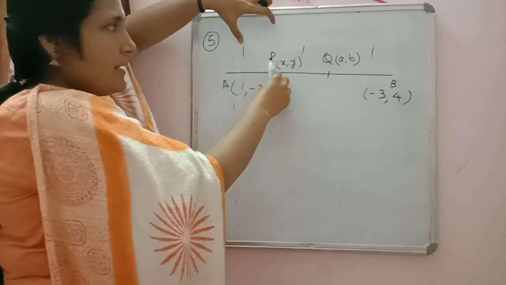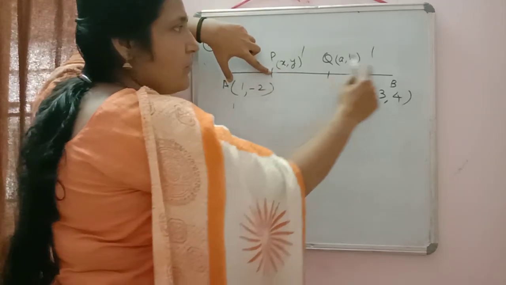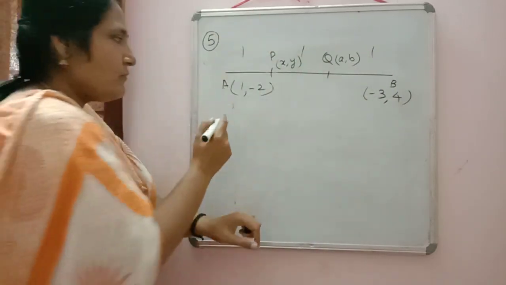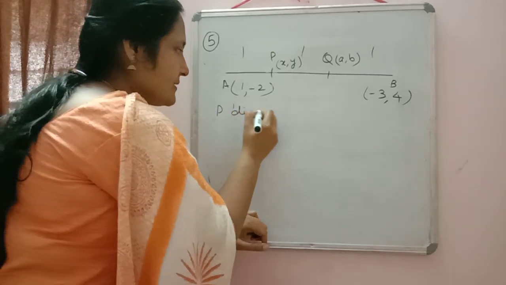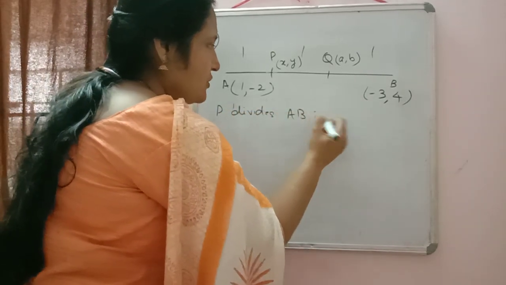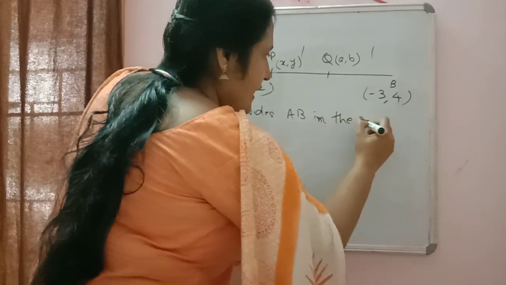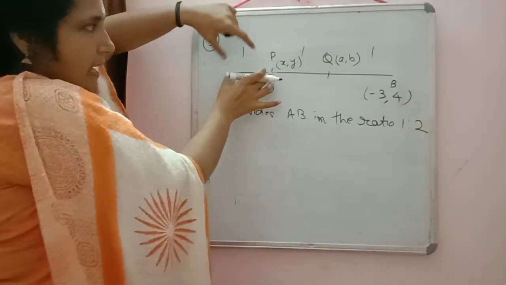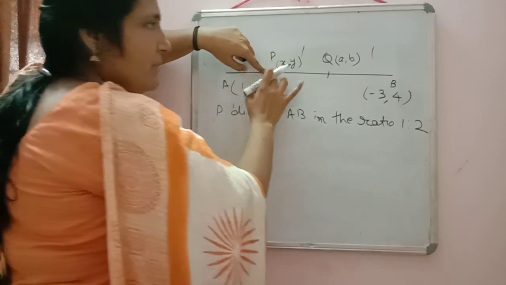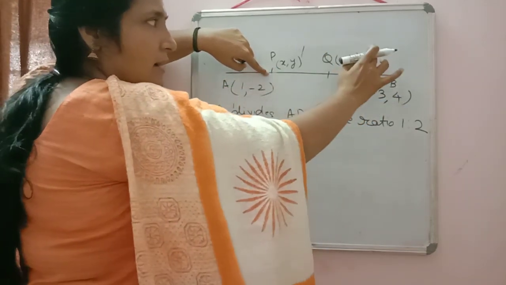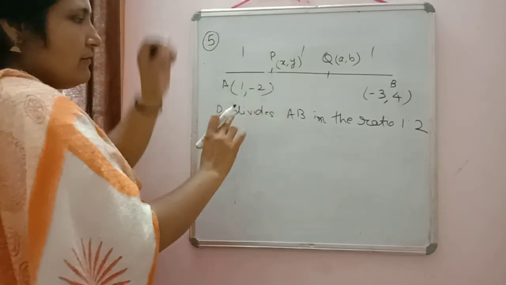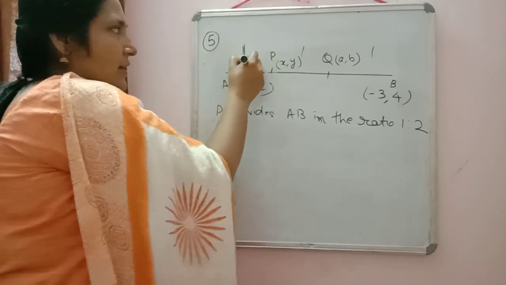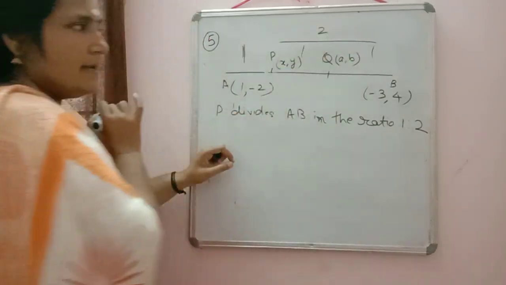What we have wrote here, AP as 1. Then how much will be equal to PB? 1 plus 1 will be equal to 2. So what we are getting here, P divides AB in the ratio 1:2. Clear? Since AP we have taken as 1 and PB means this full distance, that will be equal to 1 plus 1 is equal to 2. So that's why we wrote P divides AB in the ratio 1:2. So 1 already I have wrote there, 2 if you want you can write here.